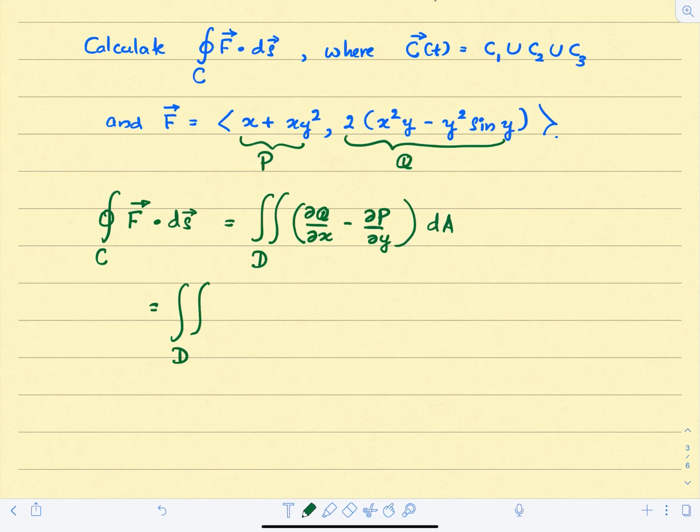The first component contains the derivative of Q with respect to the x variable, and your Q is this 2 times x squared y minus y squared sine y, minus the second part, which contains the derivative of P with respect to the y variable, so x plus x y squared, dA.